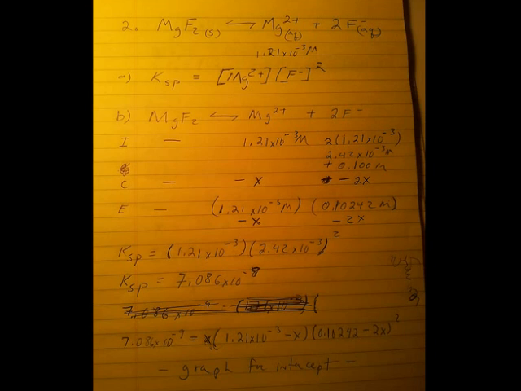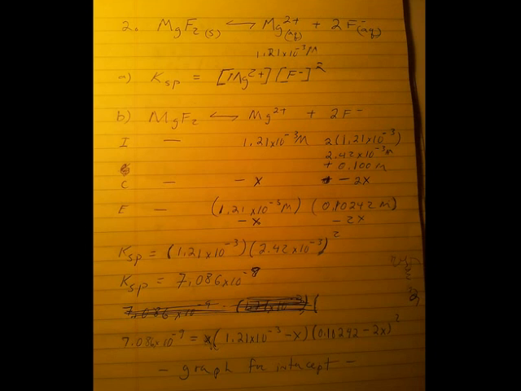We're given the information that we have at equilibrium 1.21 times 10 to the negative third molar magnesium ions. Now, from that information, we know that we should have twice as much fluoride ions, because for every one magnesium ion that we dissociate, 2 fluoride ions.